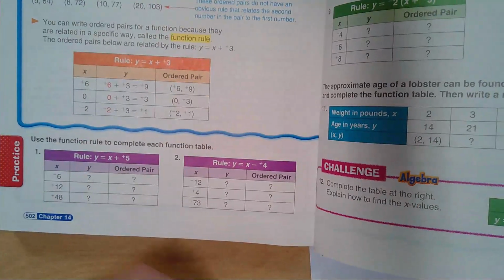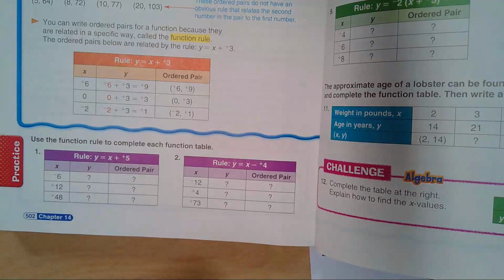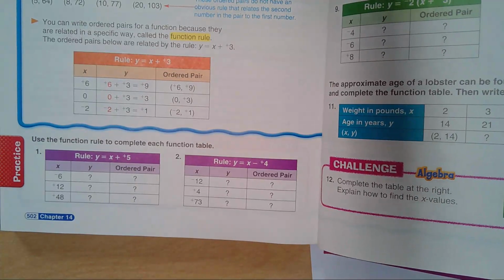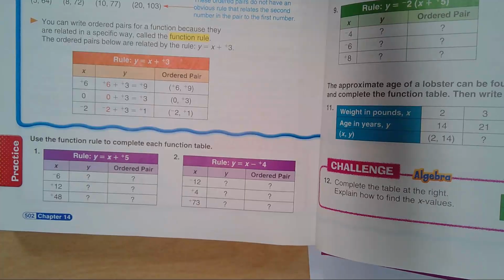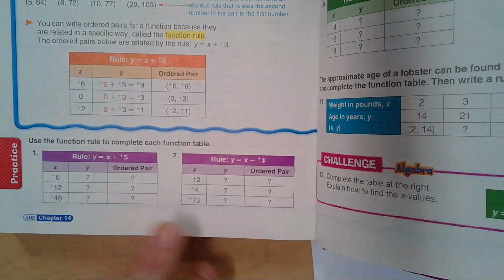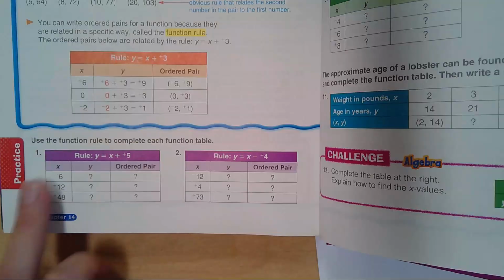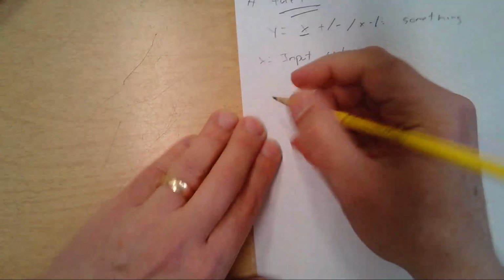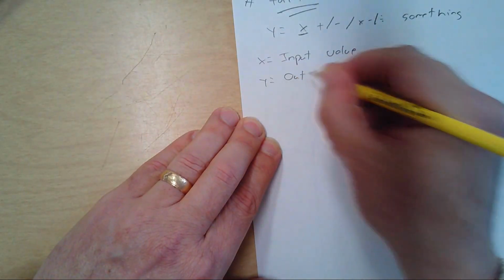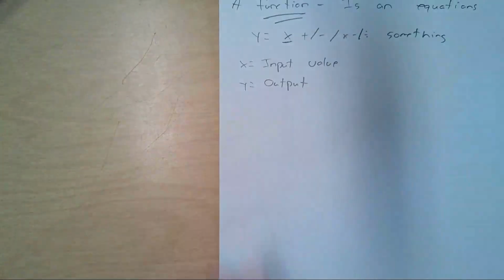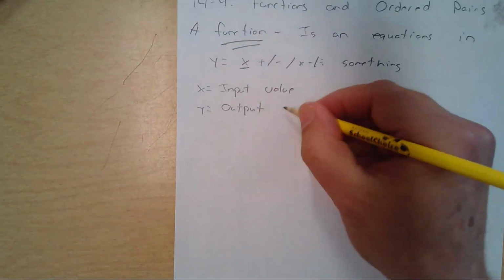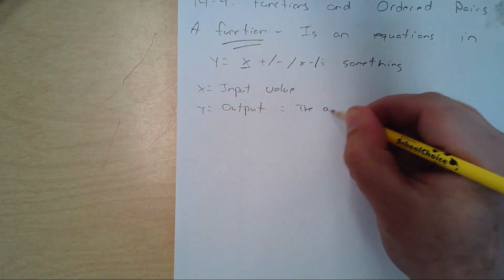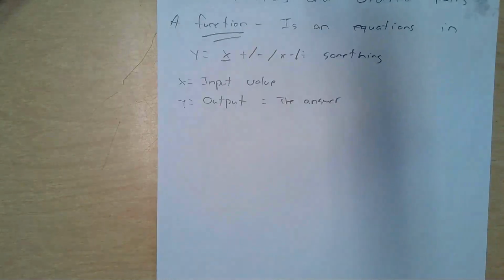But when you're dealing with functions, your x value is your input. Every input can have exactly one output. We'll cover that more in the future, but your x value is whatever you want it to be. Your y value is your output. And your output is basically the answer, what you're solving for.